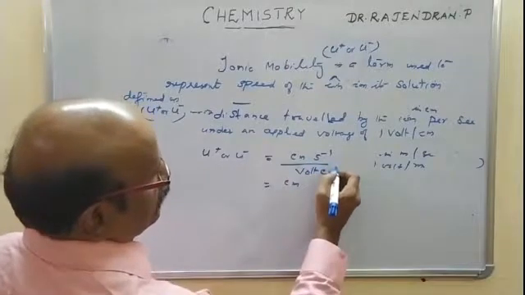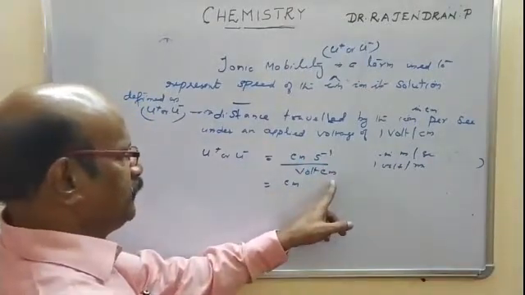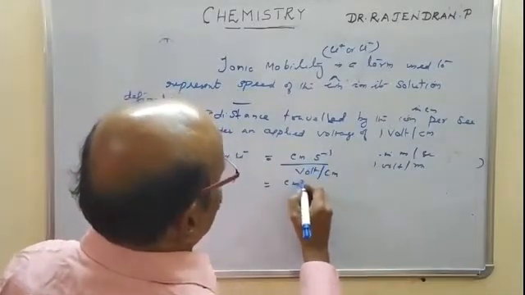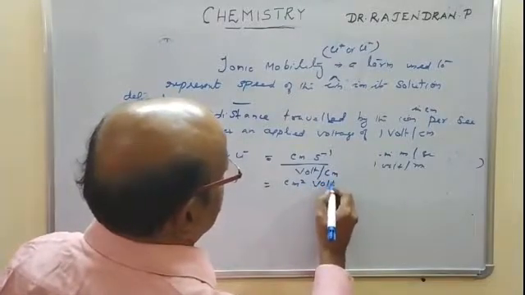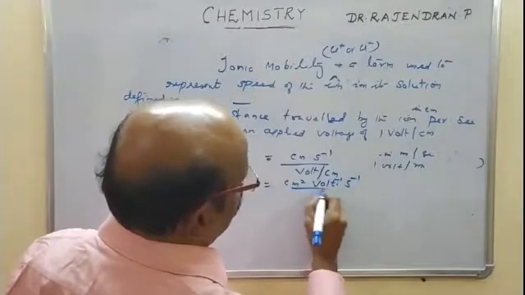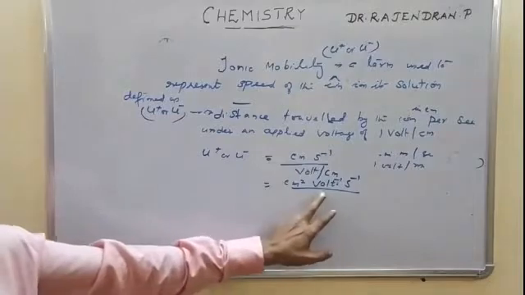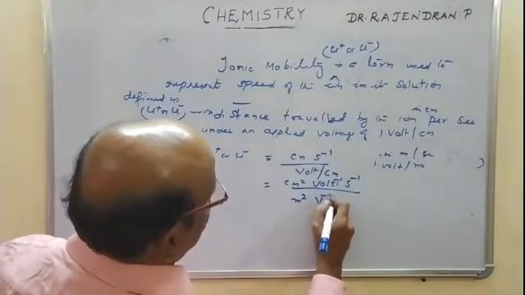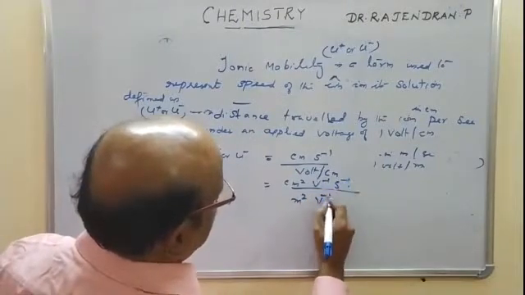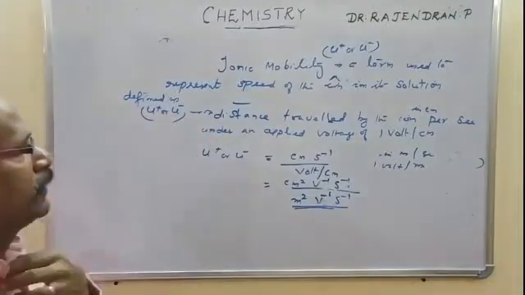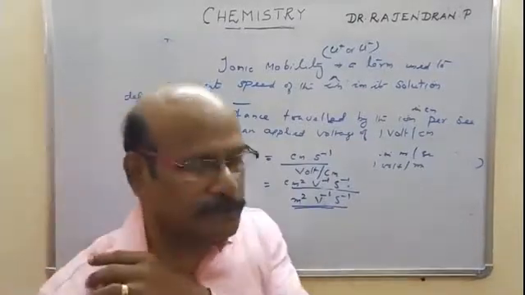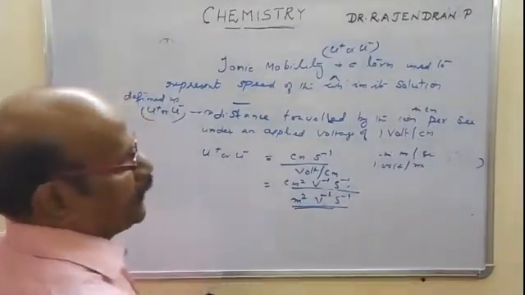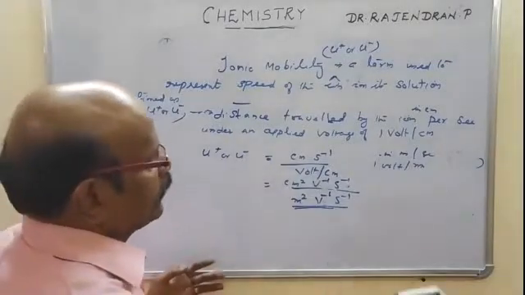centimeter square. Centimeter, your 1 by centimeter, volt per centimeter. So 1 by centimeter square, volt inverse, second inverse. So the unit of ionic mobility is centimeter square volt inverse second inverse, or meter square volt inverse second inverse. So it is the distance traveled by the ion per second under an applied voltage of 1 volt per centimeter or 1 volt per meter.